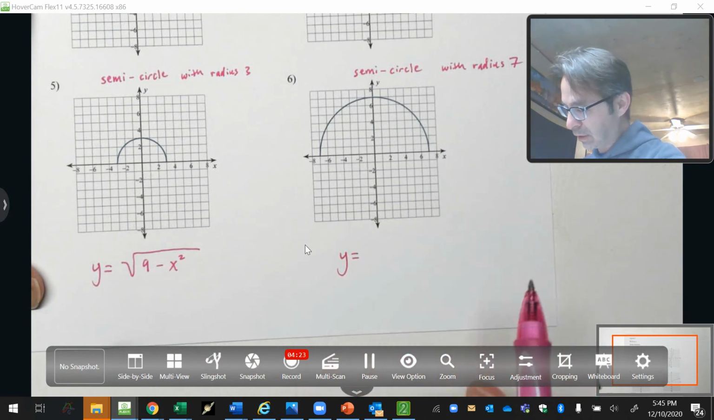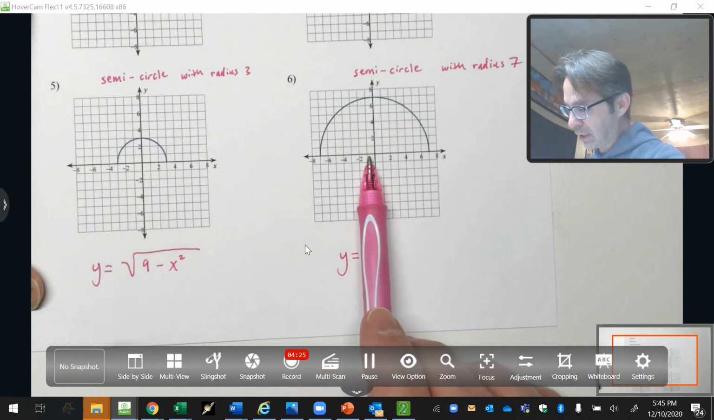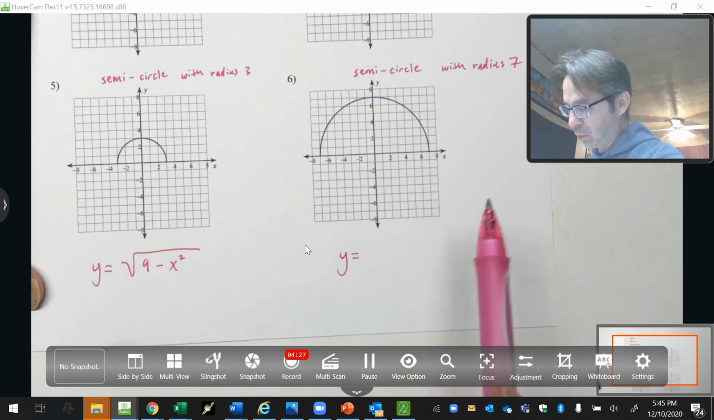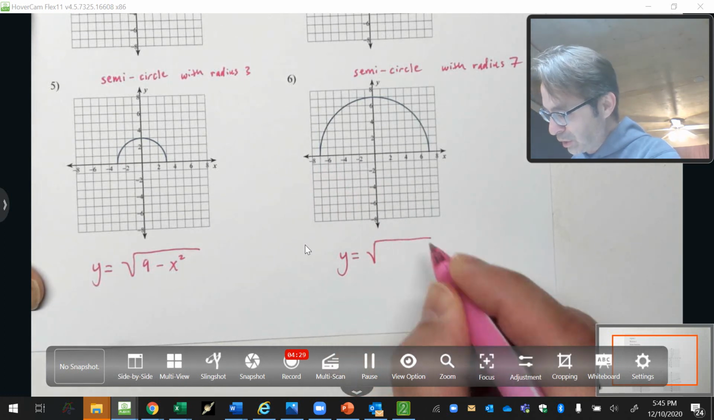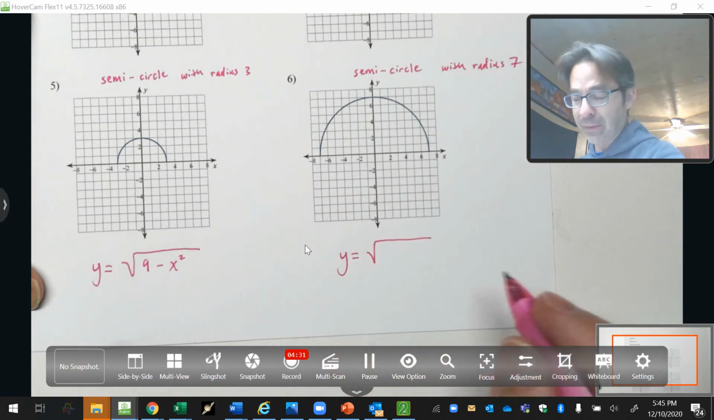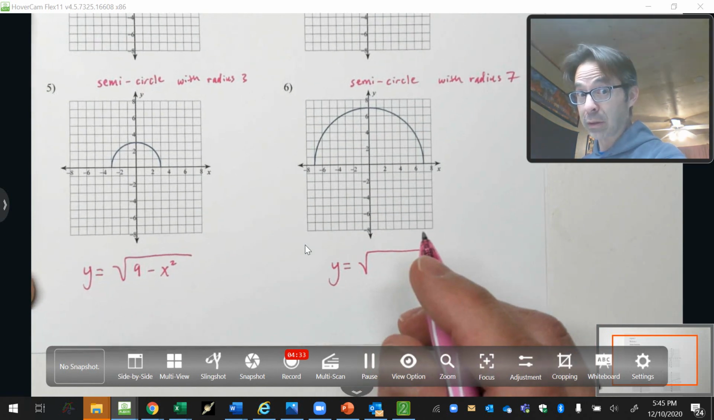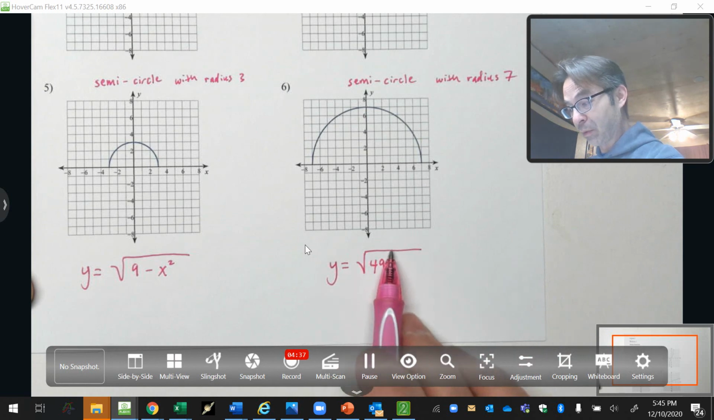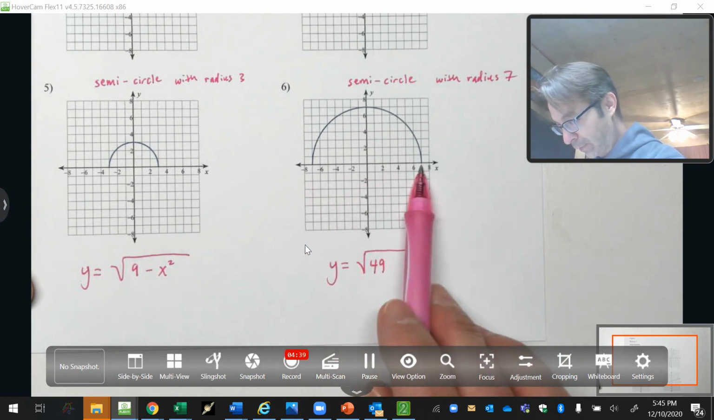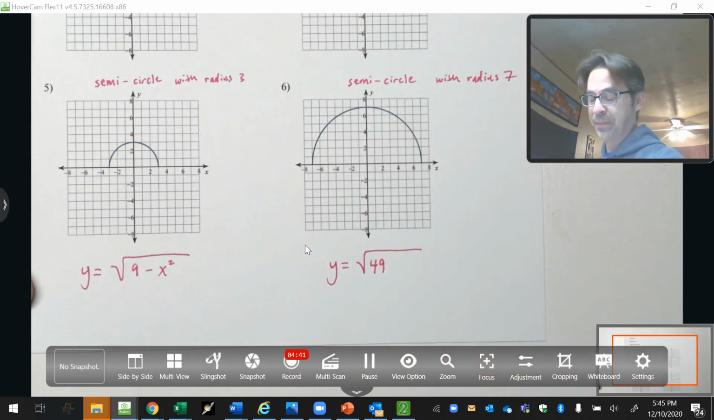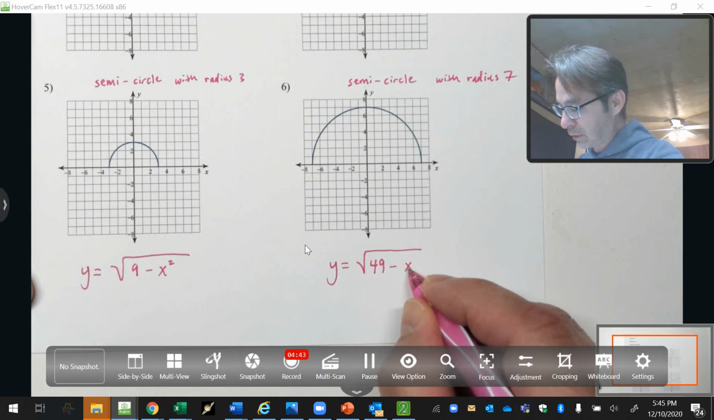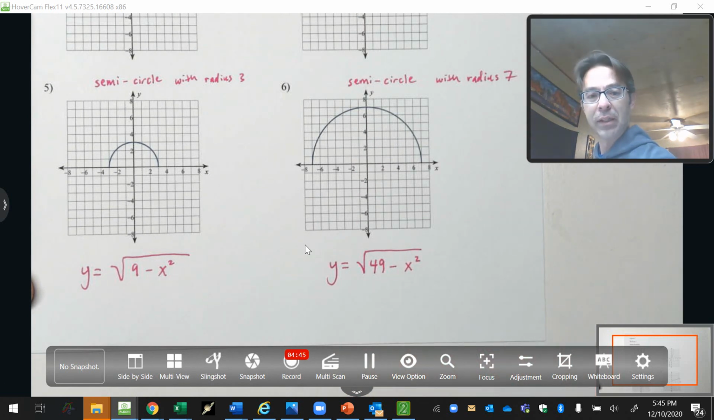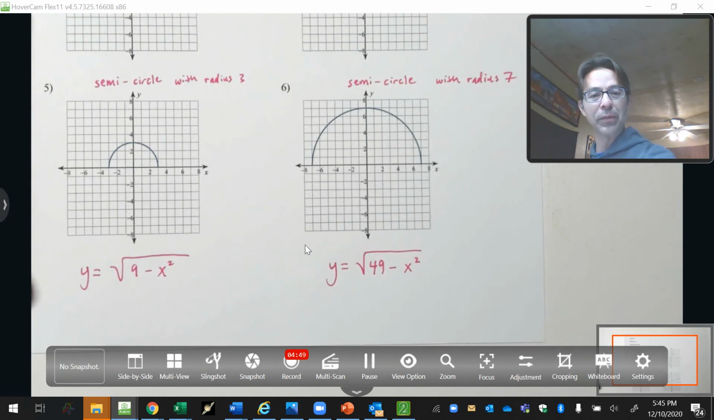This one, it has a radius of 7. So what number when you square root it equals 7? 49. Square root of 49 is 7. 7 minus x squared. Voila. So that is parent function review.